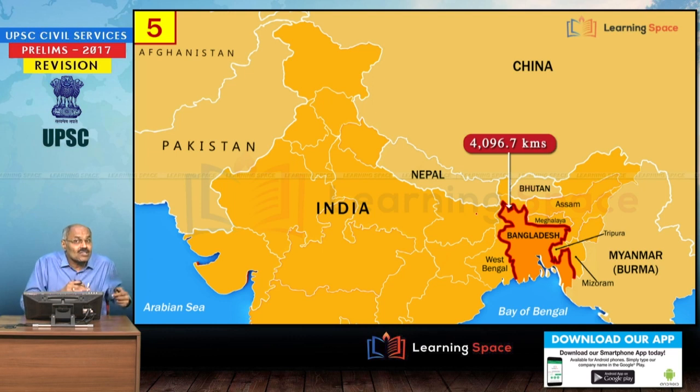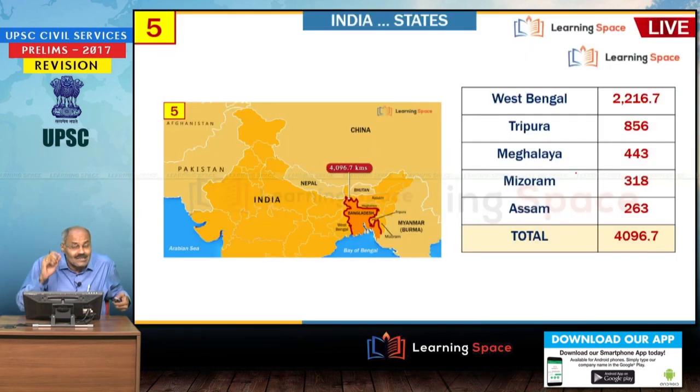And the next one is Bangladesh. Bangladesh and India share the longest border of 4097 kilometers. Out of 4097 kilometers, West Bengal shares more than 50% of the border with Bangladesh, and the shortest is Assam. Assam shares 263 kilometers, West Bengal 2217 kilometers, right.